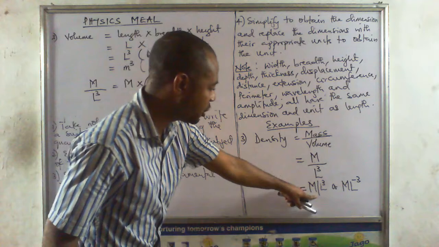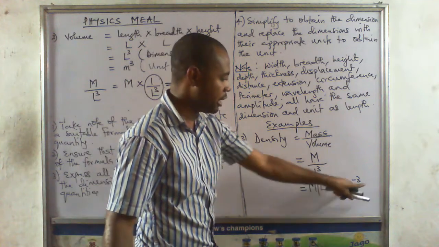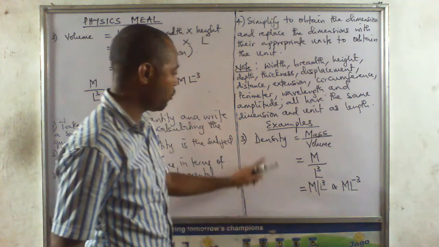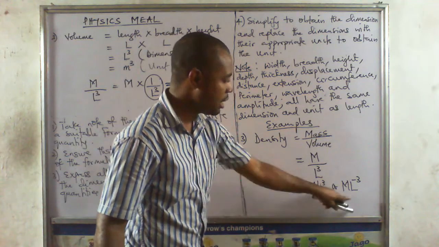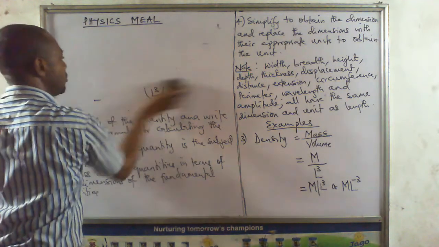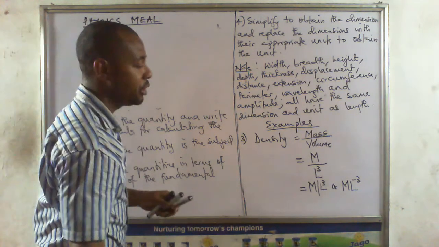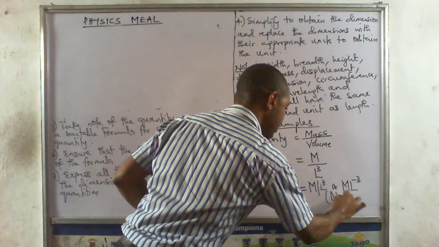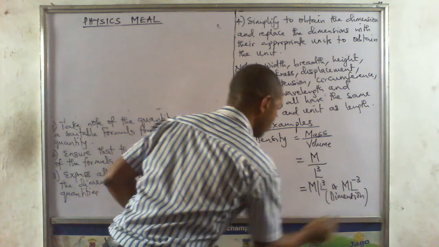So this is the dimension. Take note, this is the dimension. I don't have space to write it down, but this is the dimension of density. Then we can actually put down the units. What will be the unit of density now? This one is the dimension. So what will be the unit?